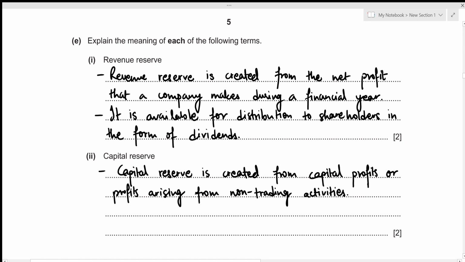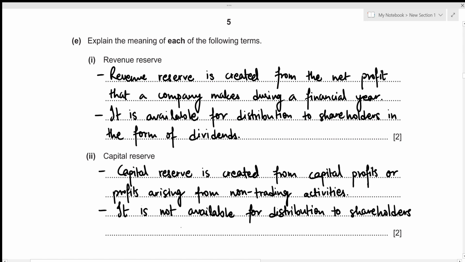Alright, the second important character of capital reserve is that it is not available for distribution to shareholders in the form of dividend. Let's write it down. It is not available for distribution to shareholders in the form of dividends. Okay, so this concludes the fifth part of this question. Now we can move towards the sixth one.